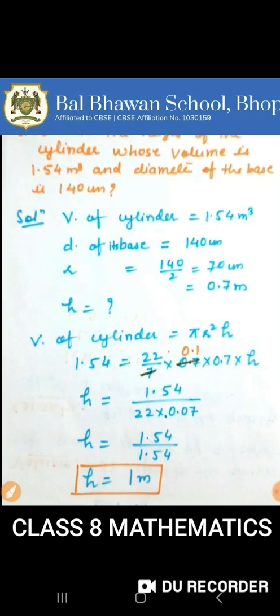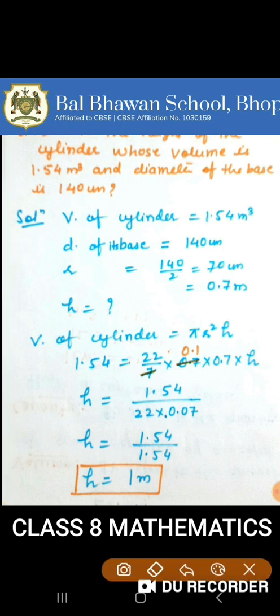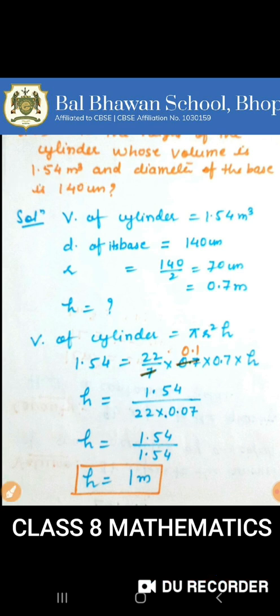After that, we are doing question number 5. Let's see what this question is. Children, in this question, find the height of the cylinder whose volume is 1.54 meter cube and the diameter of the base is 140 centimeter. Means there is a cylinder. In this question, the volume of the cylinder is given, that is 1.54 meter cube.